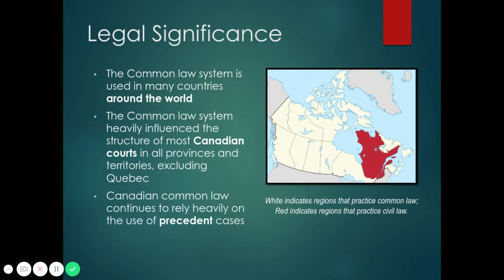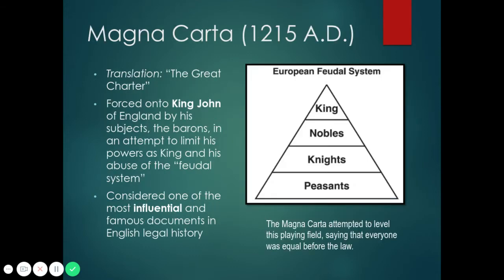So, as I just showed you on the map, the common law system is used in many different countries around the world. It is used in all provinces and territories in Canada, with the exception of Quebec, and I'm going to talk about that a little bit later, where there's a civil law tradition that really goes back to Napoleon and their code.